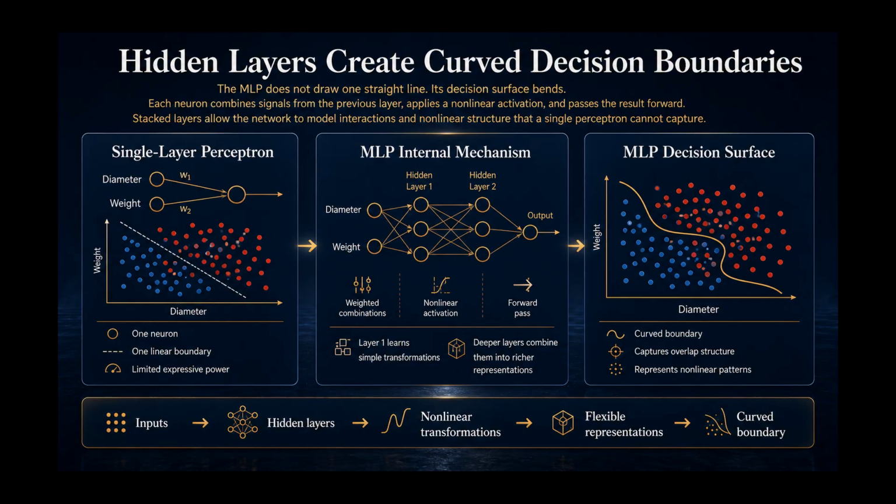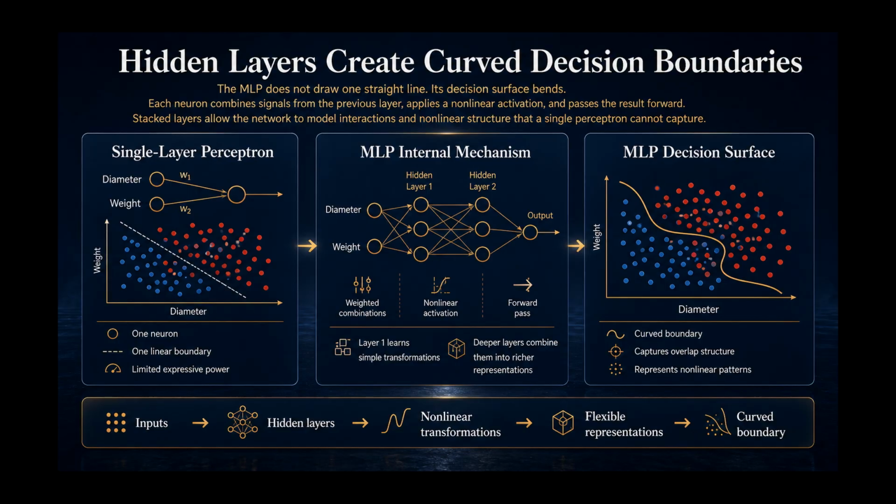Stacked together, they allow the model to represent curved boundaries, interactions, and nonlinear patterns that a single perceptron cannot capture. But the gain is earned, not assumed. The perceptron was already strong on this task. The MLP helped because the remaining errors were concentrated in a region where the linear boundary was too rigid. That is the key distinction.